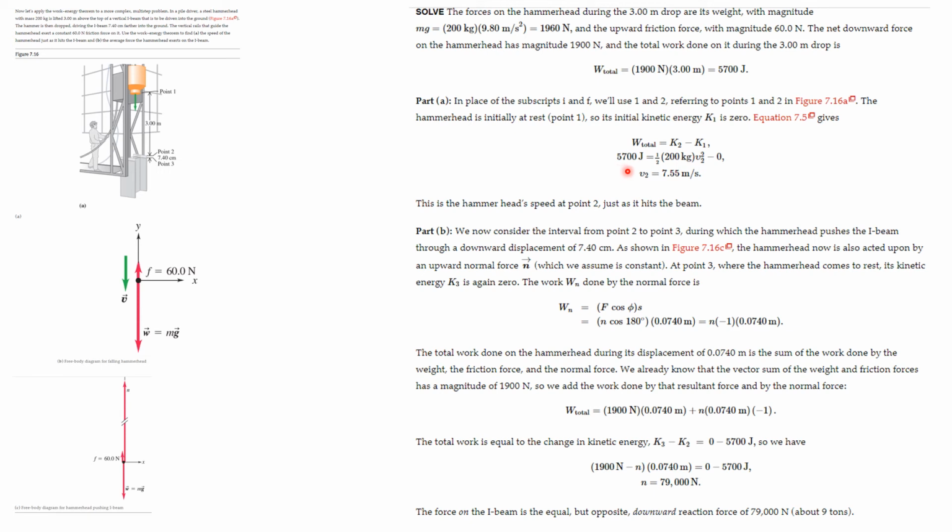So the 5700 joules is going to be equal to 1/2 times 200 kilograms times its velocity squared as it hits the I-beam. The only variable here is the velocity squared. We can solve for that, and we'll get 7.55 meters per second. That's the answer to part A. This is the hammerhead speed at that point.